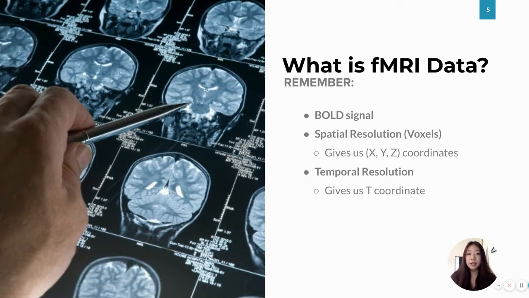Another thing, though, is that it gives us a time coordinate. It doesn't have great temporal resolution, but the data has a 4th dimension or coordinate that is time, because the changes in these voxels are tracked over time. So actually fMRI data is usually a 4D data array with change over space and time.